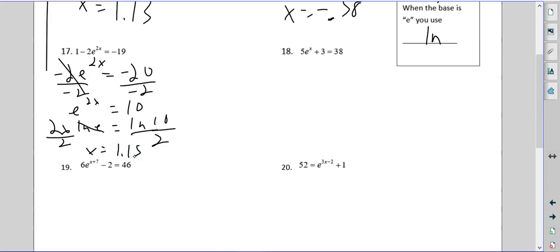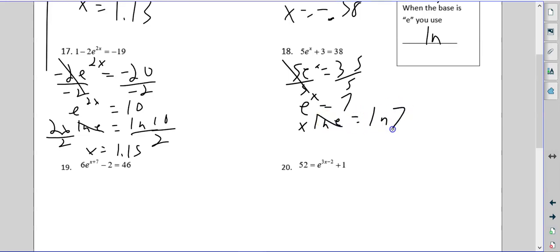All right, same procedure. Move the 3 over. 5e to the x equals 35. Divide by 5. e to the x equals 7. Move the x in front of the ln e, which disappears, equals ln 7. There's nothing to do except type that in the calculator. ln 7 is 1.95.